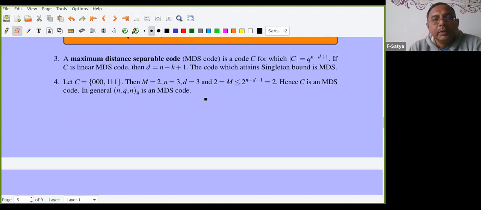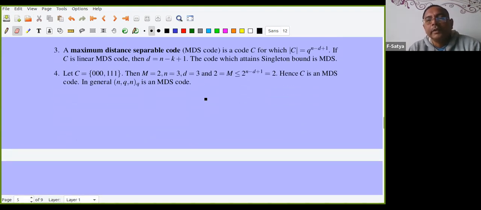Okay, if there is no doubt, then go. Let us check this example so that it will be helpful to you. What is this code called? Repetition code, right? Okay. So the size M is equal to 2, n is equal to 3, and distance is 3. You are clear with it.